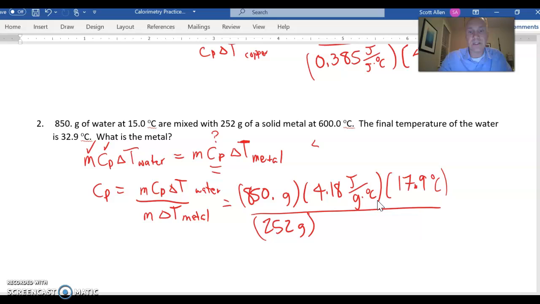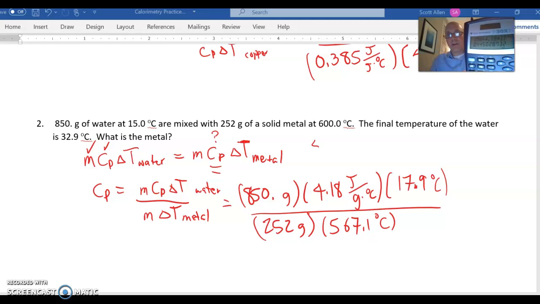We don't know what the identity is, but even if we don't know its identity, we can figure out its mass by putting it on a balance. And its change in temperature is going to be 567.1 degrees Celsius. All right, so plugging all those numbers into your calculator gives this right here, and that calculated number is closest to the 0.444 specific heat of nickel.